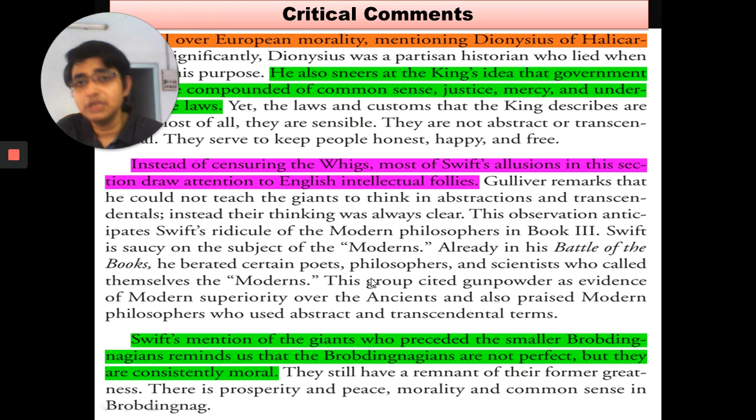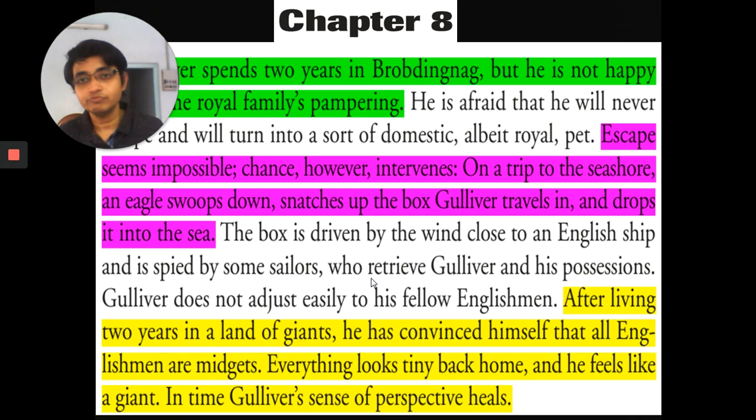So the Brobdingnagian country is a moral utopia. What is utopia? Mentioned in Thomas More's book called Utopia. Utopia is an ideal or perfect kingdom, where everybody is equal, everybody gets food, everybody gets shelter. It's basically a socialist system where everybody is treated as equal.